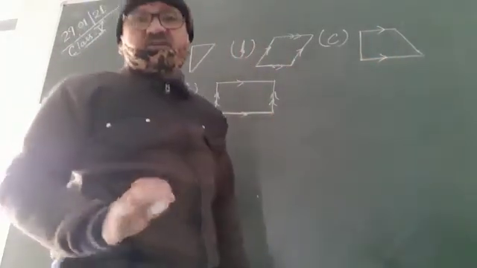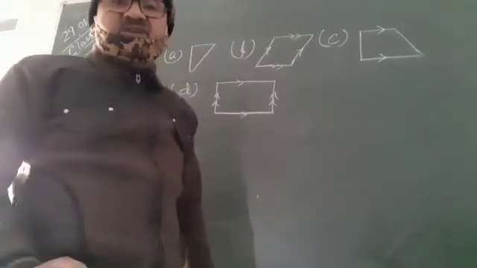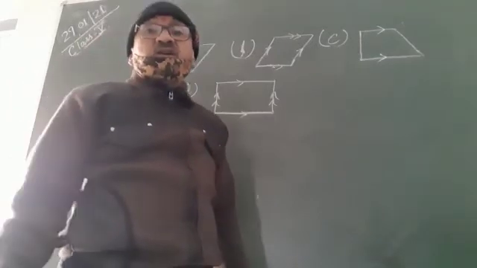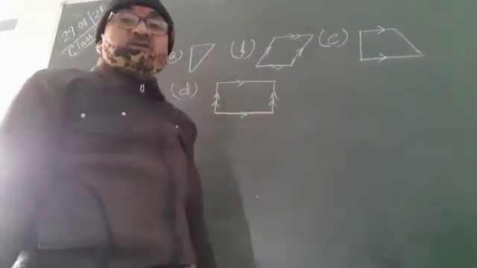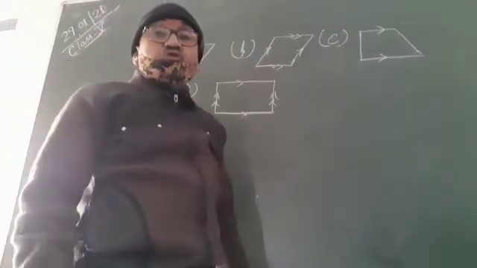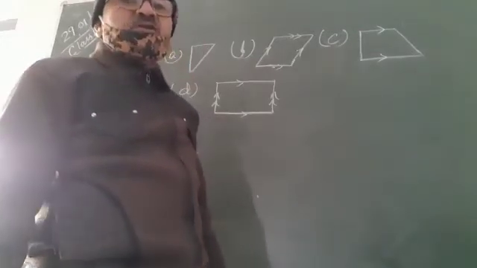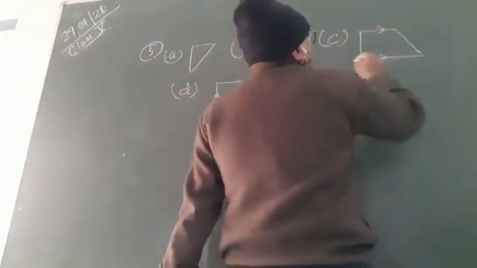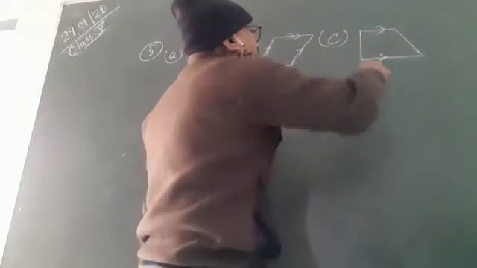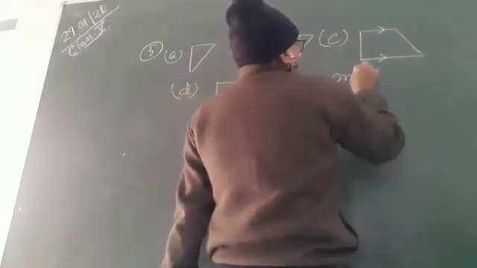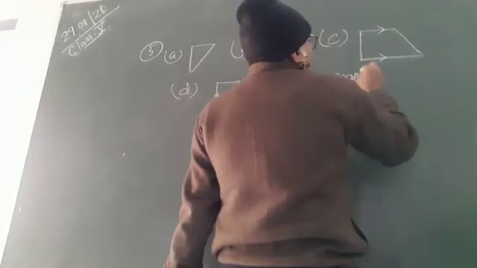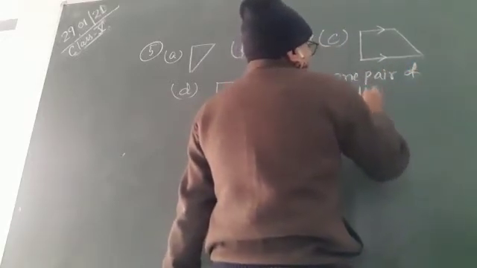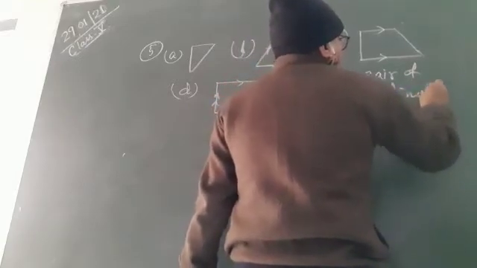Parallel does not mean that they are equal in length. Parallel means they will be at the same distance apart and they will not intersect or meet each other when they are produced on either side. If you produce this line in these two directions, they never will meet. So only one pair of parallel lines you are having in this figure.